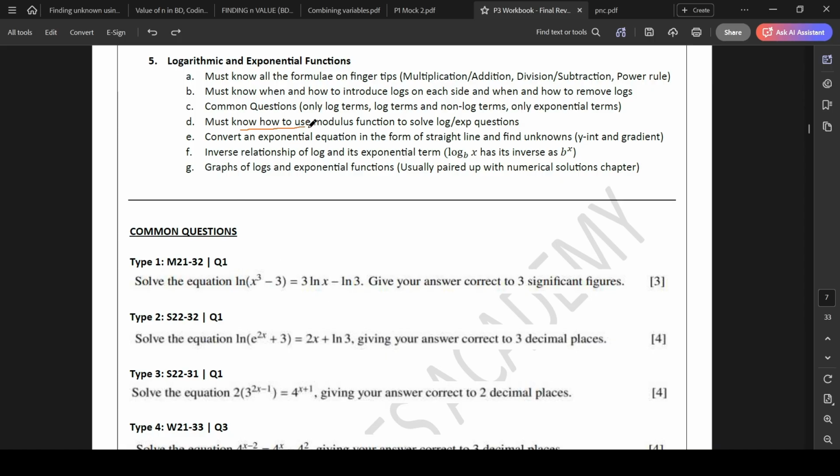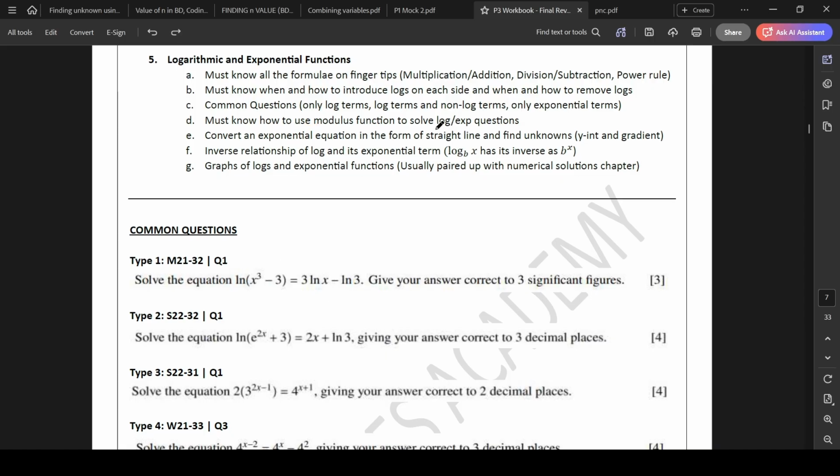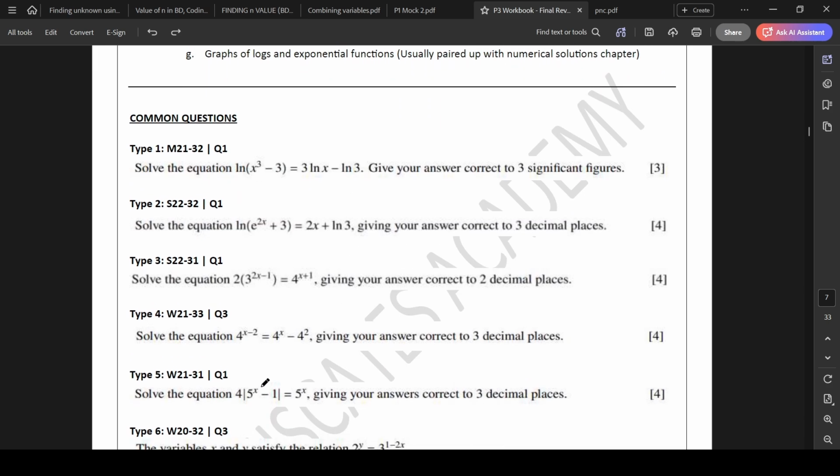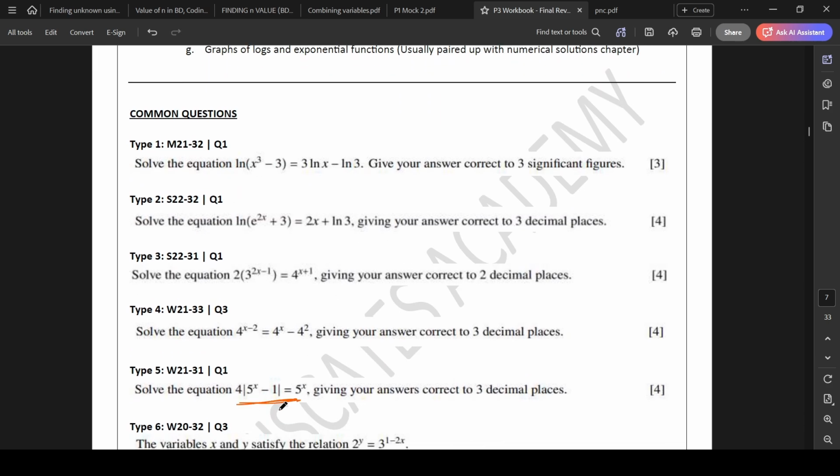Now, you must know how to use the modulus function to solve log and exponential questions. I am talking about this kind of question. You can again say that 5 to the power of x is equal to u. So it's like modulus of 4u minus 1 is equal to u. Now you can open the modulus once with a plus sign, once with a negative sign, and solve for u. Once you are done getting the value of u, you can substitute 5 to the power of x in place of u and try to solve for x.